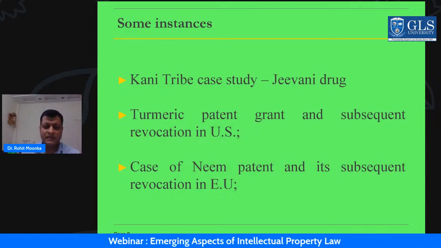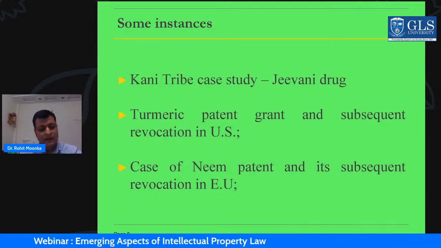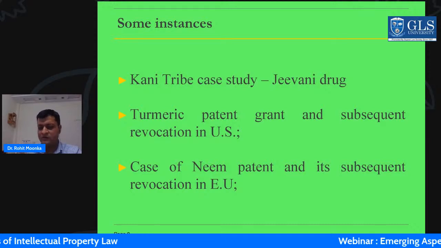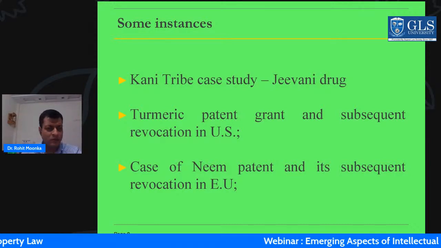So this is a very classic example from India, and this is a very classic example when it comes to bioprospecting, because here the intention was not to misappropriate.